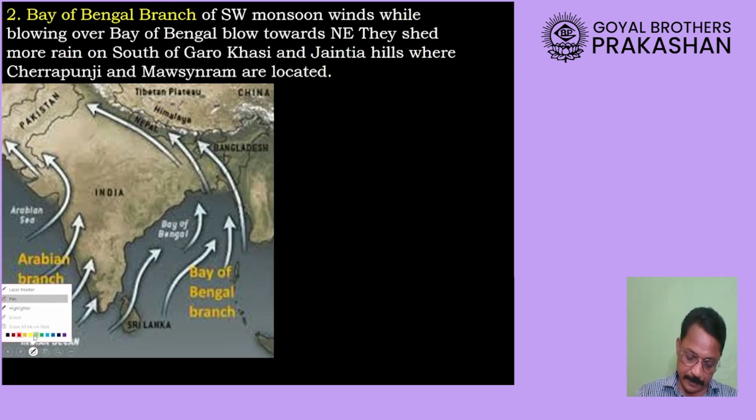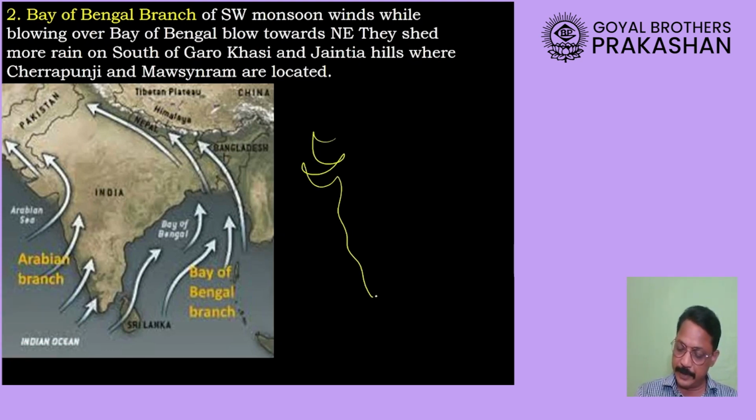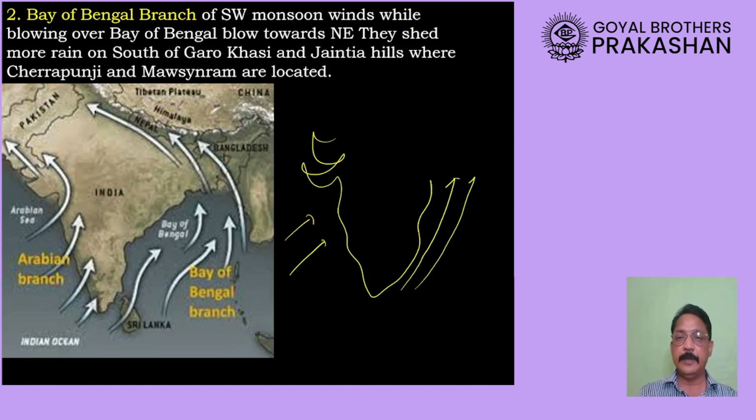Okay, so now let us look at the second branch of these southwest monsoon winds. The first branch we have already seen. The first branch of the southwest monsoon winds is blowing over the Arabian Sea. The second branch of the southwest monsoon winds is blowing over the Bay of Bengal.